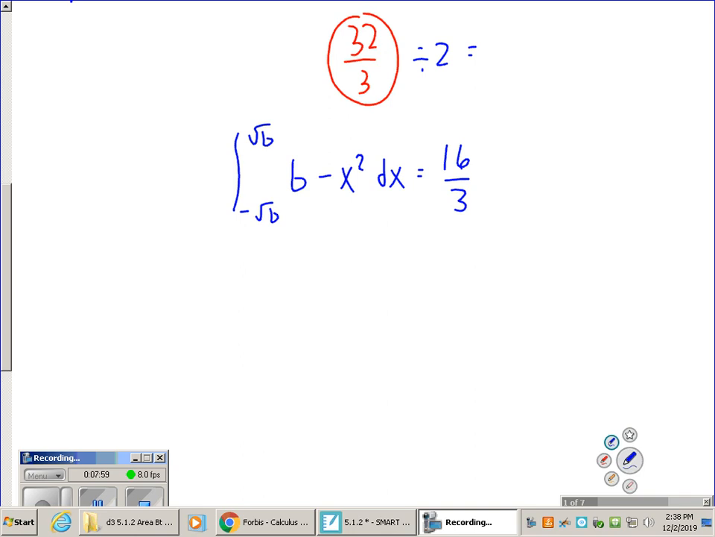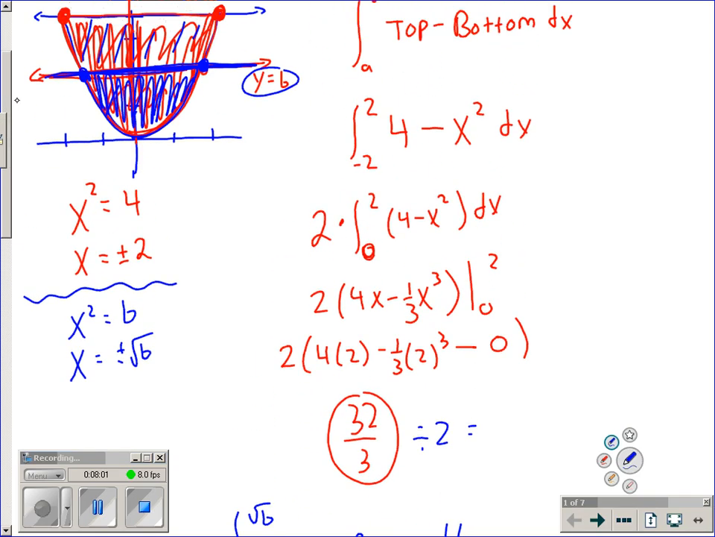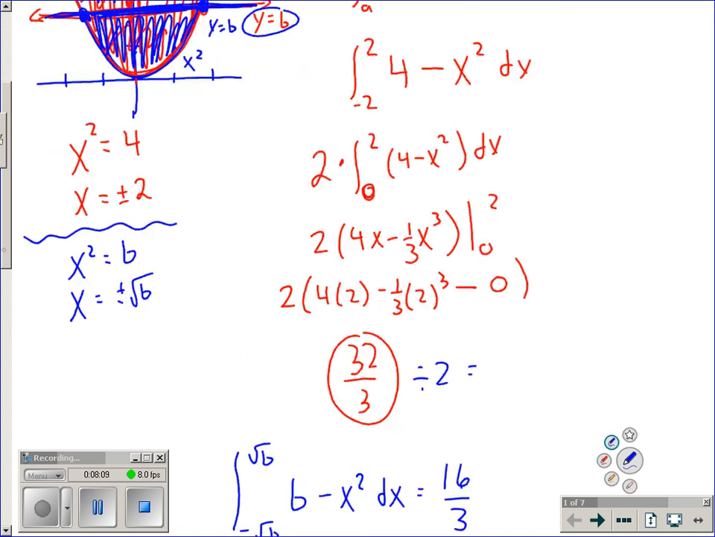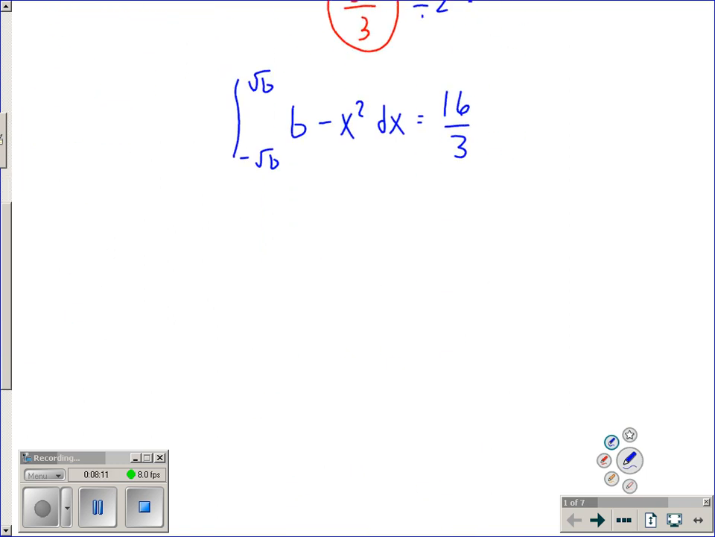So do we see how this right here, and you see why I did b minus x squared, because now the top function is just y equals b, and the bottom function is x squared. No longer is 4 even in this equation. Okay? So now I'm going to do the same logic as I did before. Because this is symmetric, from negative square root of b to positive square root of b, I can say this is 2 times the integral from 0 to square root of b of b minus x squared, is equal to 16/3.